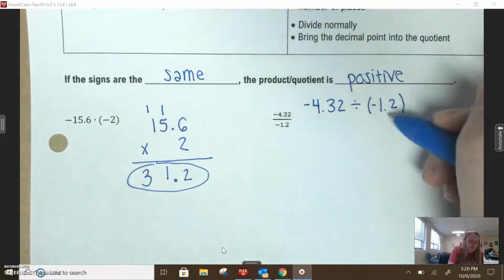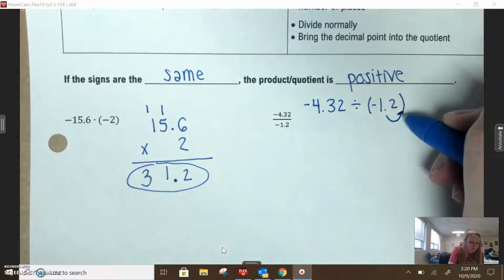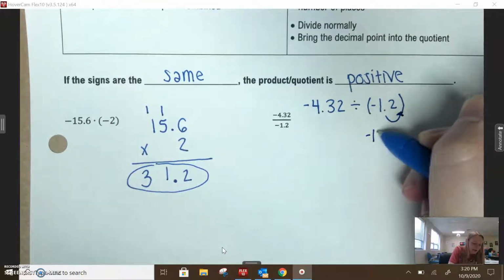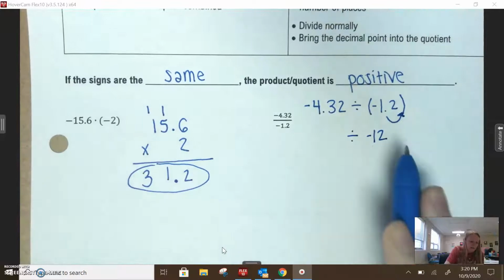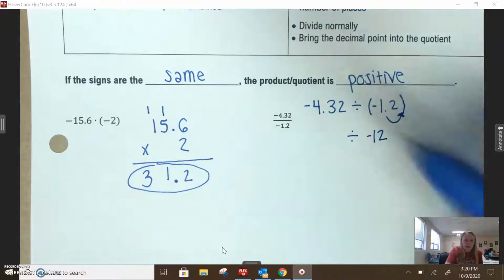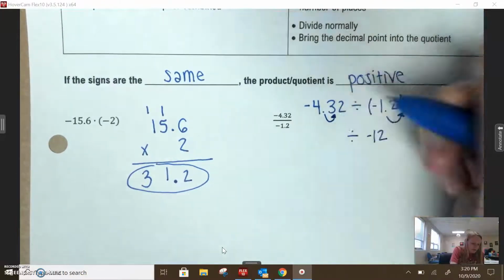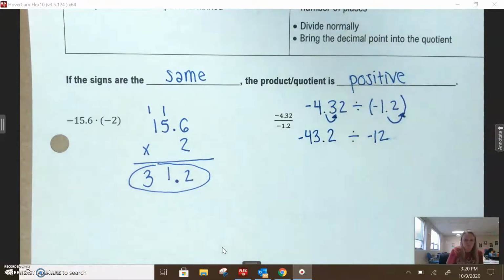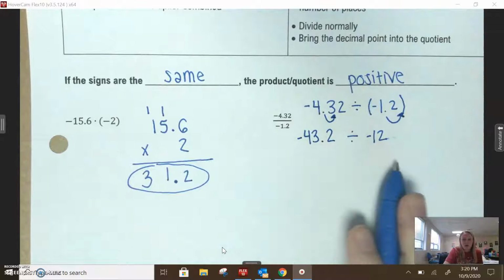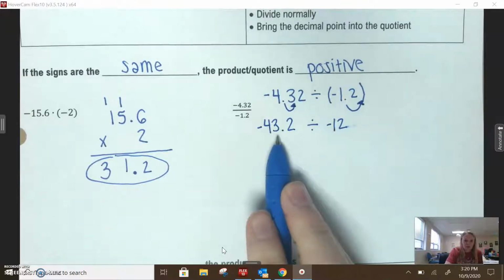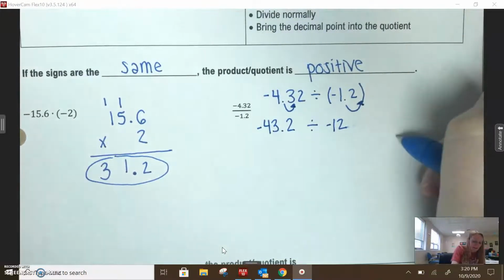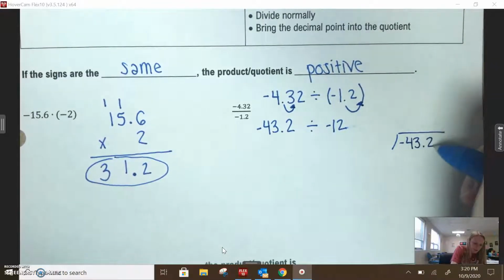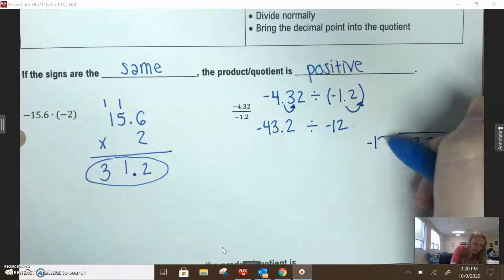So in order to make this a whole number, I'm going to move it one place to the right. So that's going to make this number a negative 12. And if I did it with one number, I have to do it to the other. So now this number is going to be negative 43.2. So now I can set up my long division. So the first number goes on the inside. So I'm going to have negative 43.2 divided by negative 12.